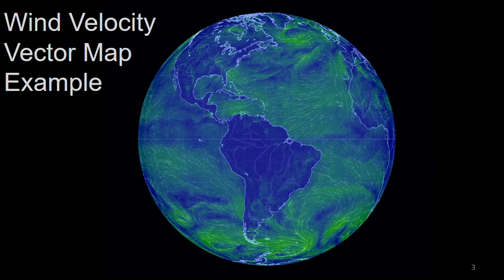A wind velocity vector map example is what we see in this image. We see little arrows over North and South America and also the Atlantic and Pacific Ocean. Those arrows are showing us the direction that the wind is blowing, and their length indicates how strong the wind is, or how fast it's blowing in miles per hour at each point.